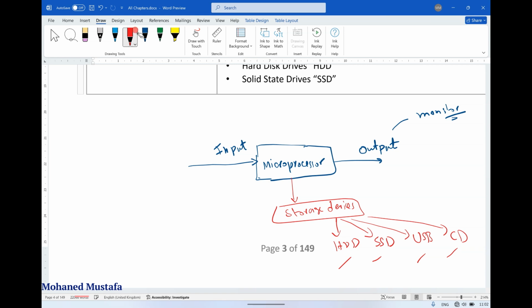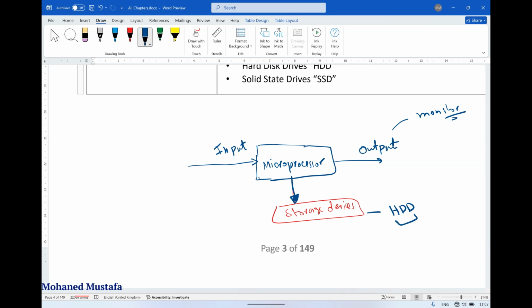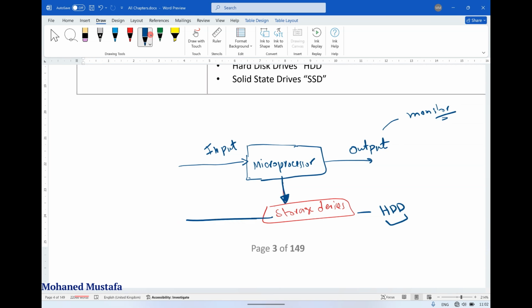But here, what we need to do is only understand that the microprocessor needs to store information, and whenever it stores this information, the information will be stored where? In a storage device. For now, we'll call it a hard disk drive, and I will explain later why. Now the question is, what will be stored in the hard disk drive? What kind of data is stored in the hard disk drive?